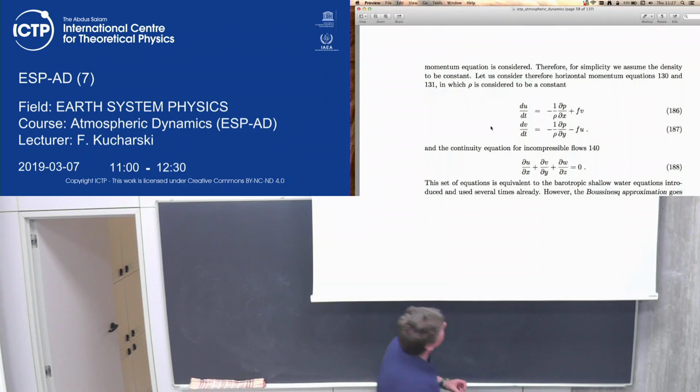And if we do that, then the pressure gradient force that we have in our momentum equation becomes easier, because then the density is just a constant. We don't have to worry about this anymore. We can just insert the number 1 here, 1 kilogram per cubic meter.